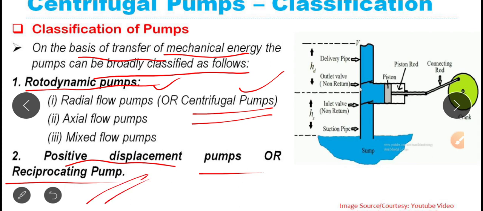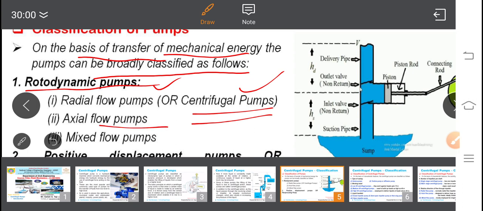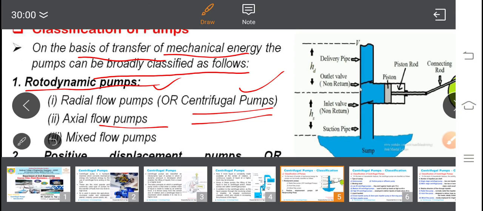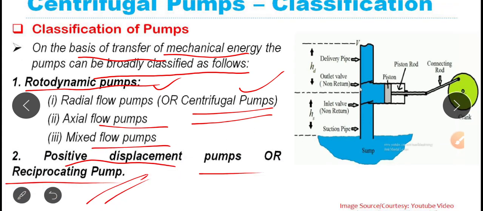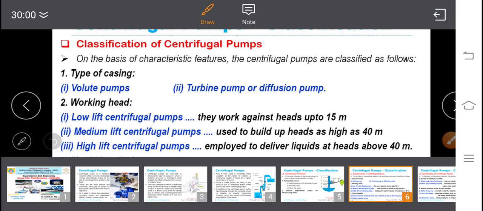In rotodynamic, the subtypes are radial flow pumps, that is centrifugal pump, meaning flow will be radial. There could be flow in the form of axial flow, that's why they are known as axial flow pumps, or even mixed flow types are also available. They are also used depending upon the requirement. Now, further classification of pumps.